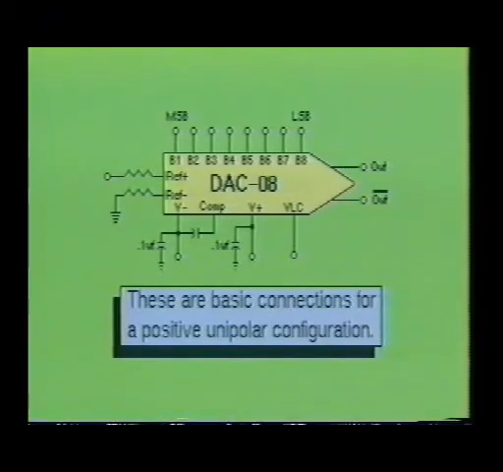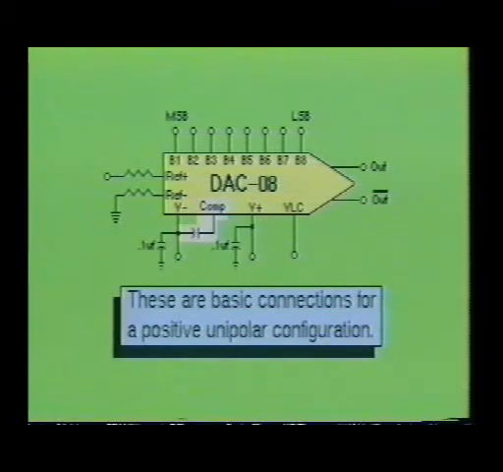Here you see a basic circuit where the DAC08 is being operated in a positive unipolar configuration. Notice there are two power supply connections required for this device. One goes to a positive DC power supply, while the other goes to a negative DC power supply. Also notice that each power supply terminal is bypassed to ground through a 0.1 microfarad capacitor.